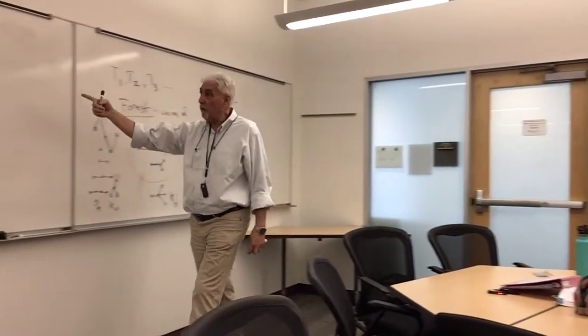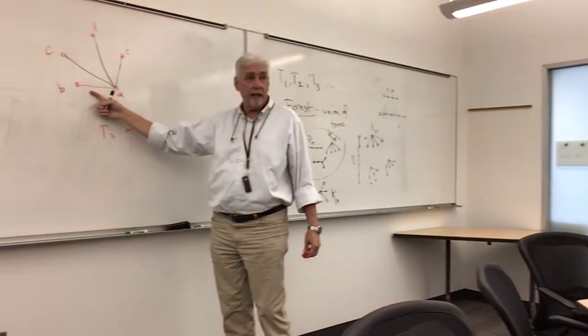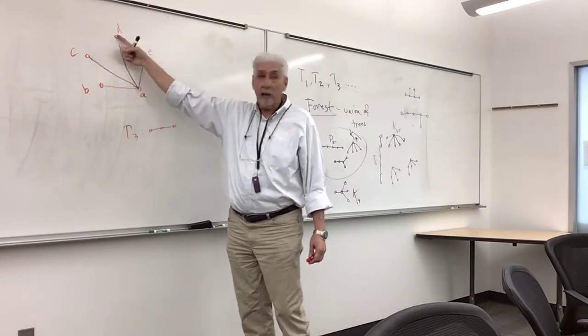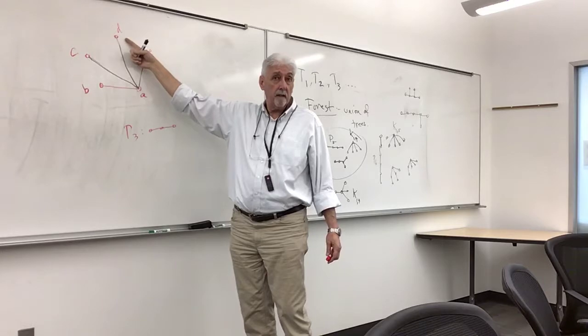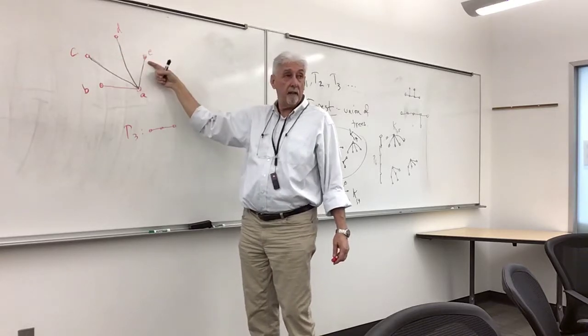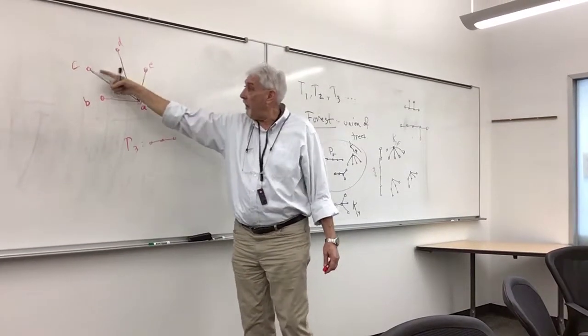Done. Y'all are colorblind, so you can see that these are black edges and this is a red edge. Okay, what if CD is black? I would have a K3. Is that clear? And if DE is black? And if CE is black?